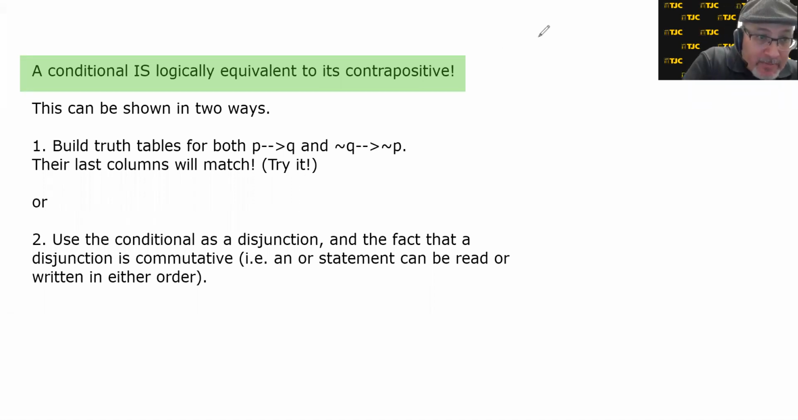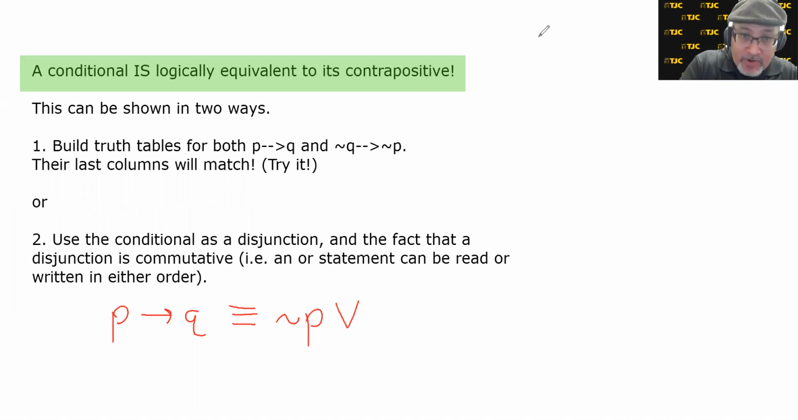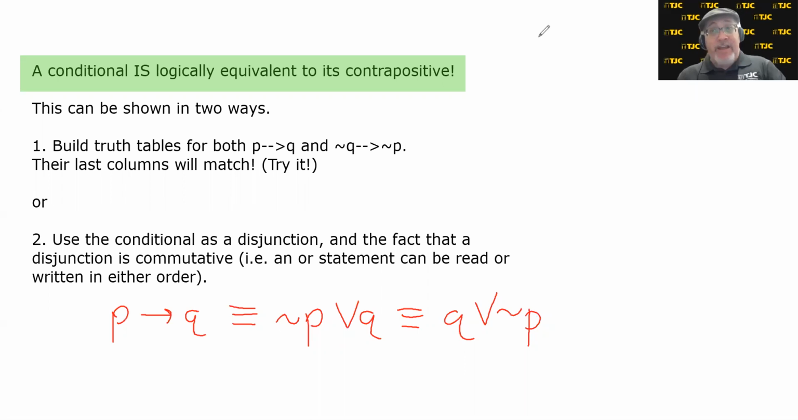We know that P conditional Q, P pointed to Q, is equivalent to, from a previous video, the negation of the antecedent or the consequent. I'm not going to go back to that video. You can go back and watch it. But or is commutative, meaning that when you have an or statement, you can switch the order and it won't change the statement. You can have steak or chicken. You can have chicken or steak. Those are the same statements.